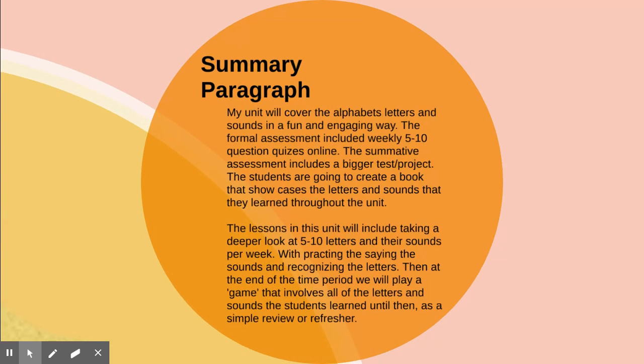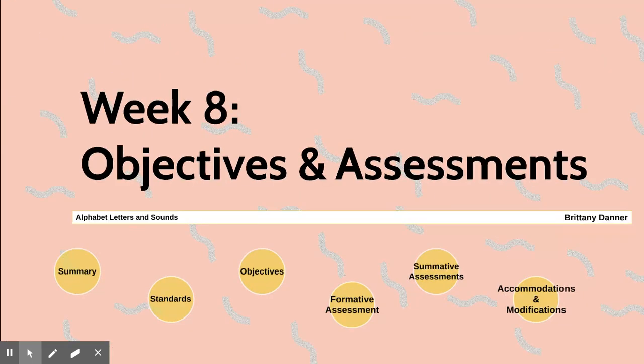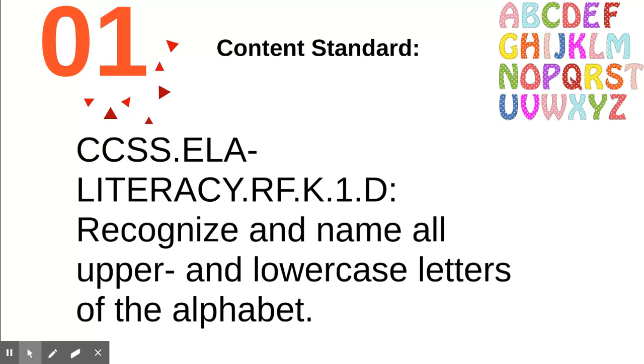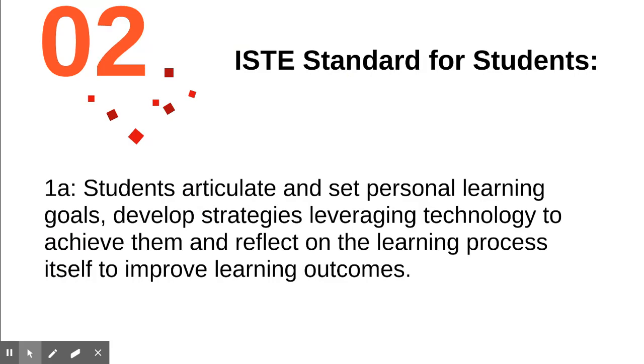So a quick summary talks about the formative and summative assessment and what I will do in the lessons. For the standards, the content standard talks about recognizing and naming all the upper and lowercase letters of the alphabet. And the ISTE standard talks about students setting personal learning goals, developing their strategies using technology, and then reflecting on their learning process to improve their learning outcomes.